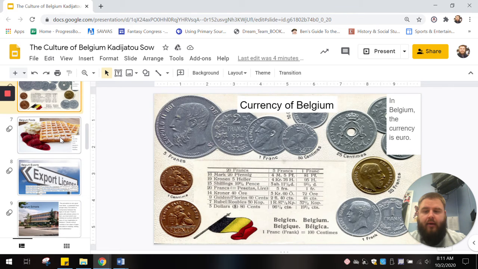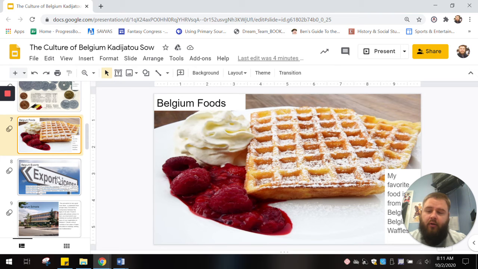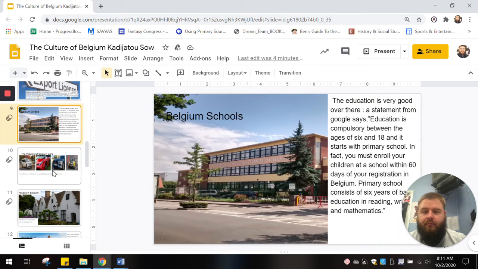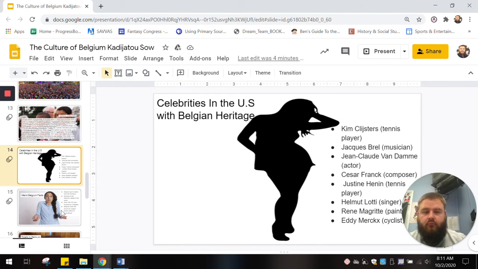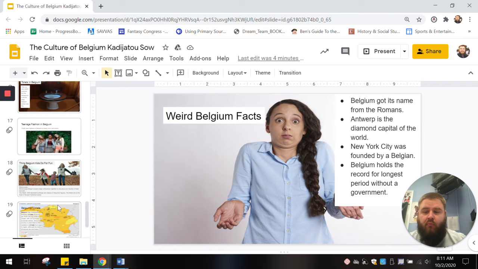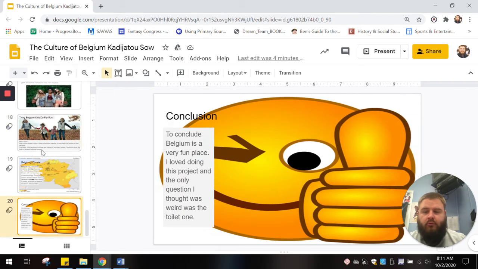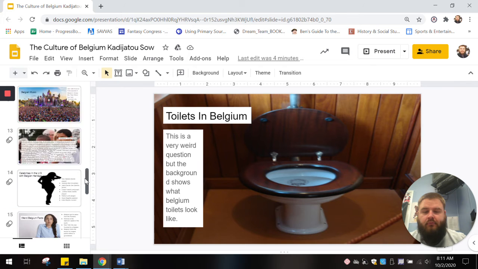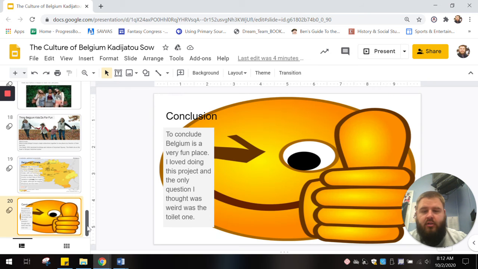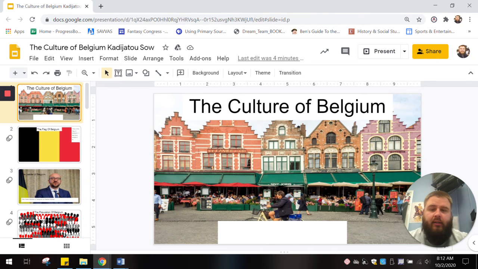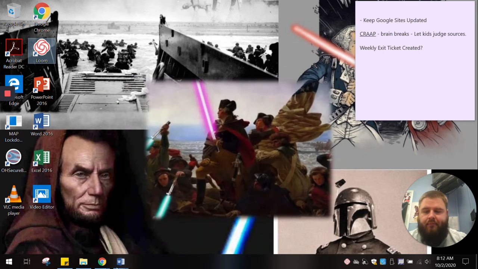Here's what their money looks like. Who doesn't like a good Belgian waffle? So, as you can see here, this student would have got a pretty good grade on this. She met all the requirements. Had at least 20 slides, conclusion slide, and the title slide. So look through that there if you need some other examples.